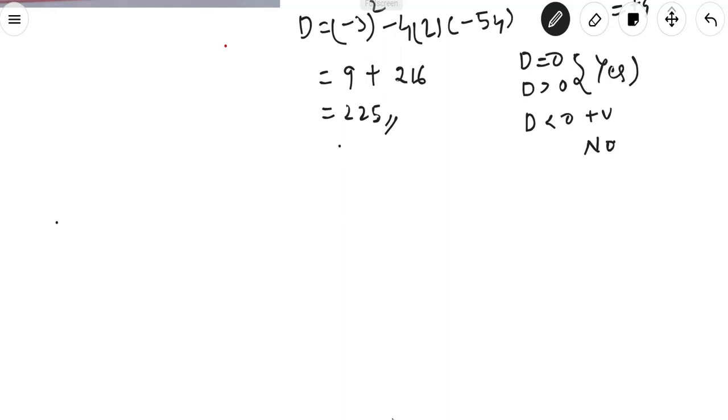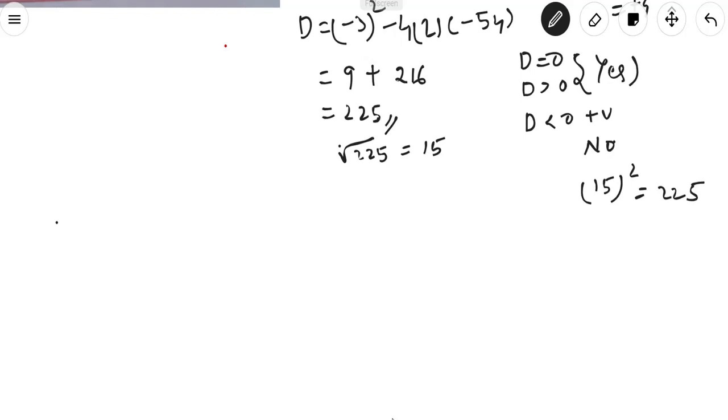When I take the square root of 225, what do I have to get? I have to get 15. Also, if I take 15 squared, what is 15 squared? You are going to get 225. So yes, it is factorizable. Okay, so now we have to start factorizing.